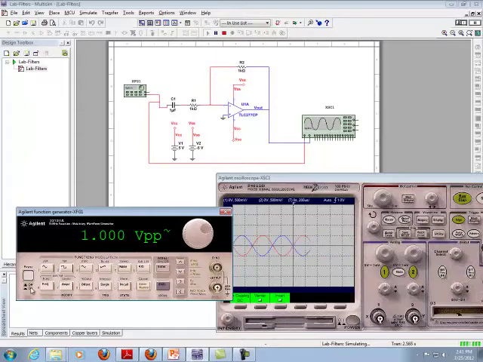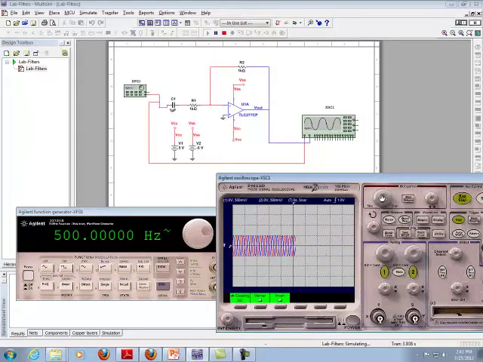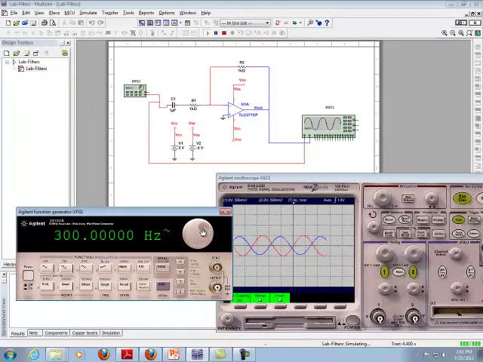Let me now reduce the frequency. So I'm going to go down. Let me make sure I do it the right direction. Yep, there it is. And if you did your theoretical calculations, you will see that around 200 hertz, the output amplitude will start decreasing. And there you can see the decrease right there from 300 to 200.